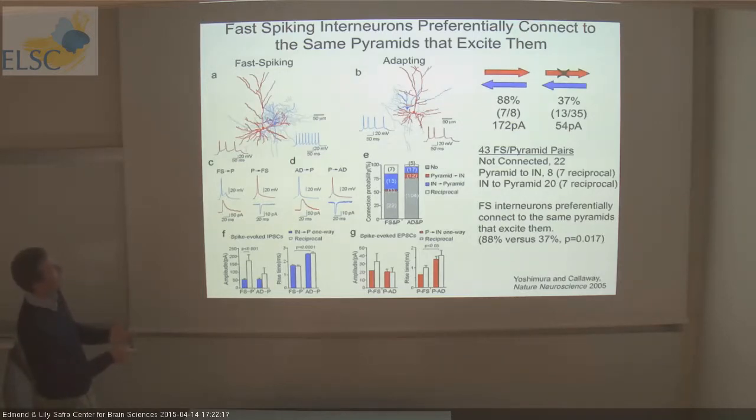you're much more likely to have an inhibitory connection from a fast-spiking cell if it's reciprocal, that is, the pyramidal cell connects to it. And it turns out that the inhibitory connection is much stronger when it's reciprocal than when it's not. On average, 172 picoamps instead of 54 picoamps. Okay. So this is also a sort of fine-scale specificity. We didn't see that for the adapting cells, but there are a lot of different inhibitory cell types. Maybe if we did this again, paid more attention and knew more about which inhibitory cell types we were recording from, we would see that for some other cell type.